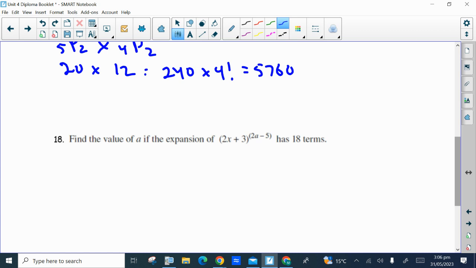Number 18, find the value of a of that expansion if there's 18 terms. Well, we learned that the number of terms is always 1 more than n. n is the power on the binomial. So if there's 18 terms, the power has to be 17. 2a minus 5 has to equal 17. The number of terms is 1 more than n, so n is 1 less than the number of terms. So 2a will equal 22, and a will equal 11.